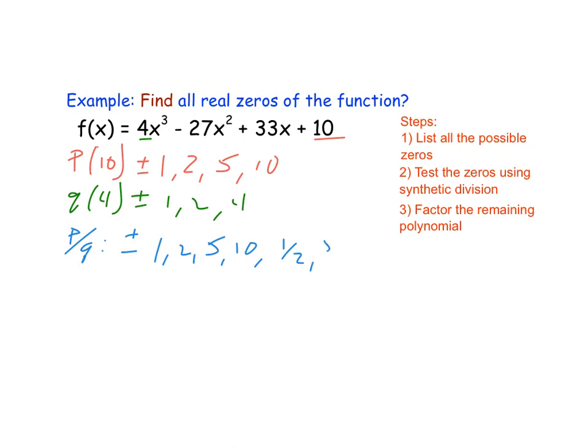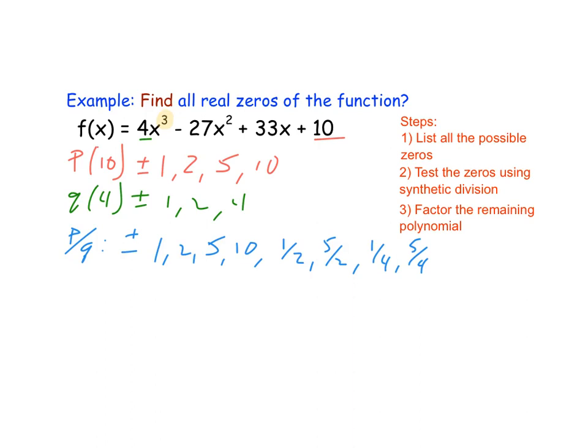5 divided by 2, 10 divided by 2, which is 5, so I already have that. And then 1 divided by 4, 2 divided by 4, which is 1/2, already have it. 5 divided by 4, and then 10 divided by 4, which is 5/2, which we already got. So we have 1, 2, 3, 4, 5, 6, 7, 8, 16 suspects for a crime that has 3 guilty parties. So we're just going to start our guessing.